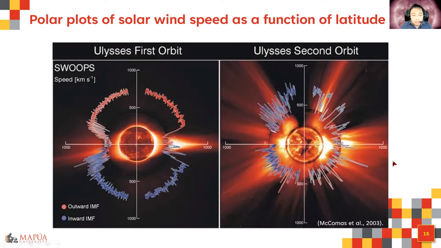Okay, so that's it. This is the polar plot of solar wind as a function of latitude as measured by the Ulysses spacecraft.